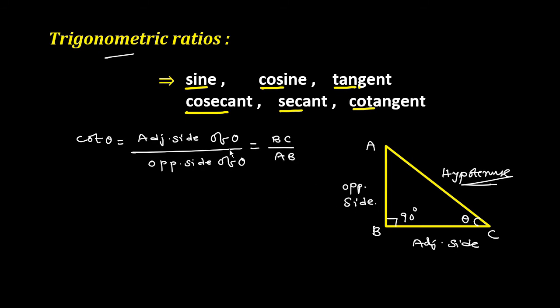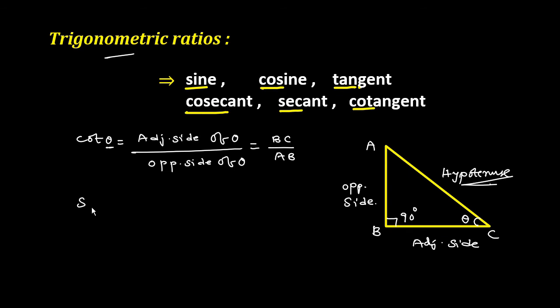So I am deliberately writing of theta in every step. Why? Because this theta is here. If there is 30 degrees in place of theta, we shall write adjacent side of 30 degrees by opposite side of 30 degrees. So whatever the angle is located here, that angle comes in formula.